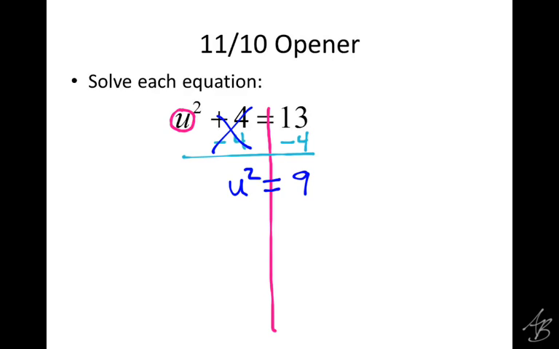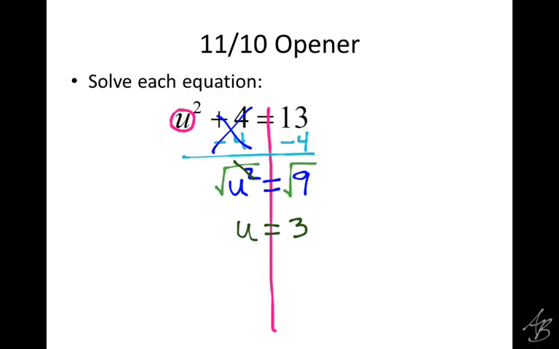Now this one's going to be a little trickier, and we'll talk about why in a second. But let's go ahead and simplify this here. What's going to happen with the square and the square root? They cancel, and what does that leave? Just u. And on the right side, what's the square root of 9? 3. Now, this is not the only answer.